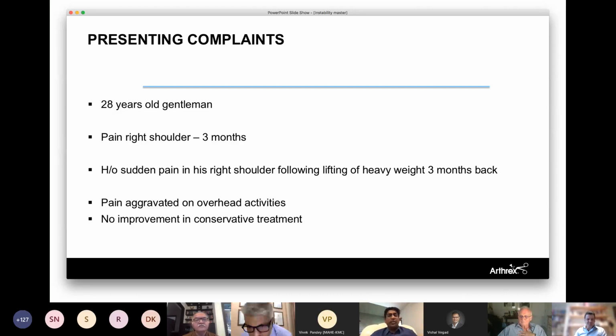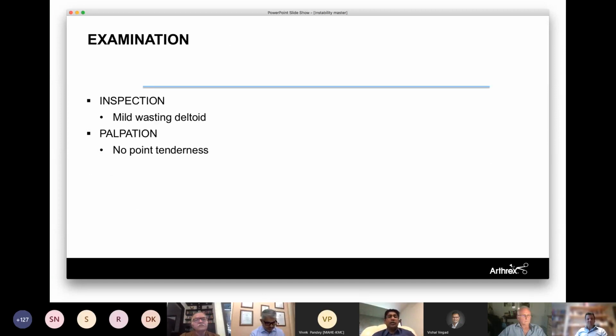So this is a 28-year-old gentleman from Maldives. He works in a resort where he is involved in lifting weights, the overhead weights too. And he presented with pain in the shoulder for 3 months following lifting a heavy weight in the resort work. He didn't mention what kind of work, but he was lifting something. Then he developed pain over his right shoulder, which is his dominant shoulder. Following that, he gets pain whenever he does overhead activities. And he tried conservative management in the form of physiotherapy and NSAIDs from his local hospital in Maldives. And he came here for further management after failed conservative management.